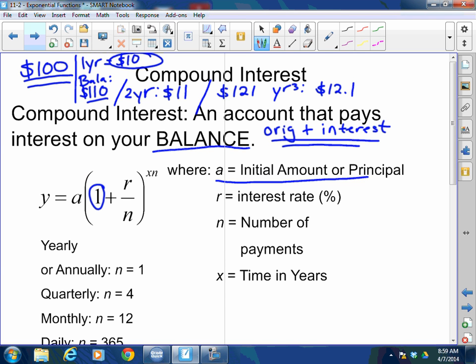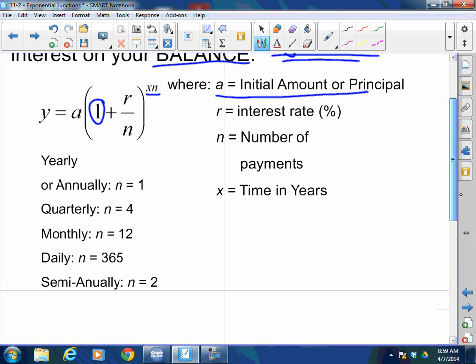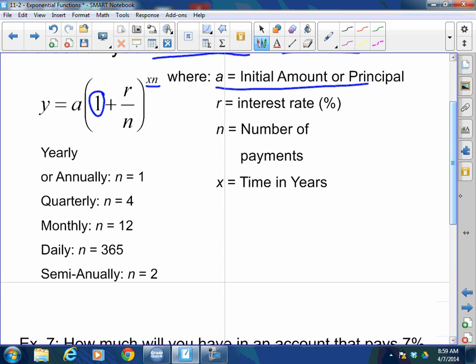But in this case, it's 1 plus R over N to the xn. N is the new thing that we got to worry about here. Not really worry, but focus on. R is the interest rate. We know that it's a percent. N is the number of payments, guys. Compound accounts can pay annually, where N is 1. Quarterly, that means that it pays 4 times a year. Monthly, pays 12 times a year. Daily, pays 365 times a year.